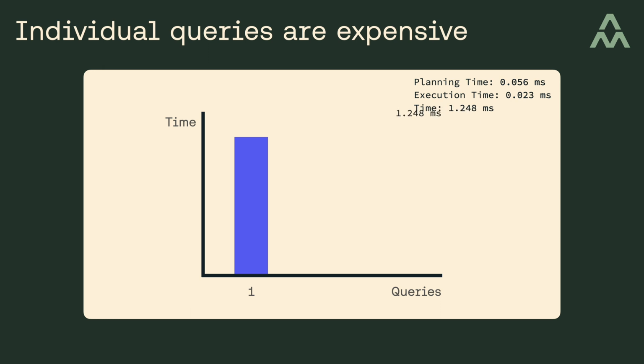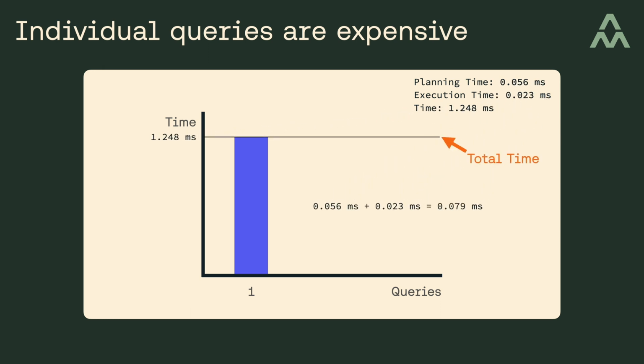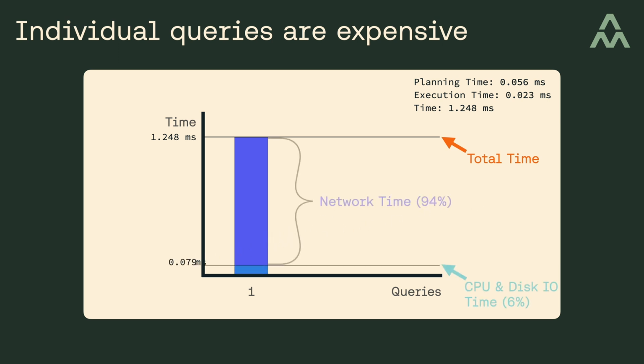Okay, so the total query time is 1.248 milliseconds, and if we add these two numbers together, we get the total amount of CPU and disk time, which is about 0.079 milliseconds, or about 6% of the total time, and the remainder of the time, shown in purple here, represents network communication, which is about 94% of the total time. So as you can see here, the largest share of time used comes from network I/O.